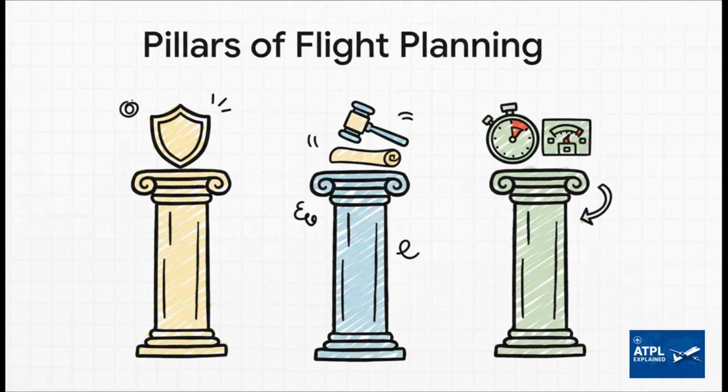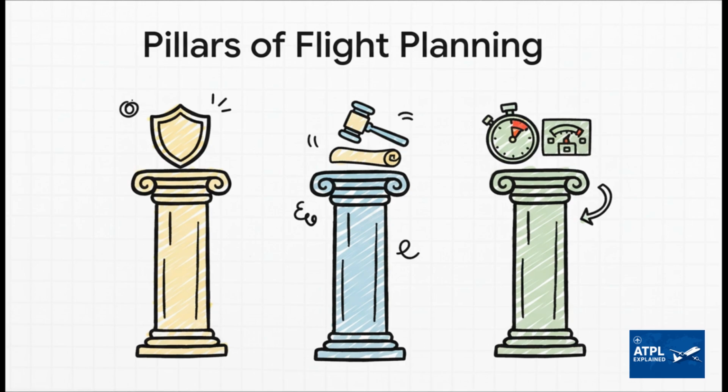First, safety. That is the absolute number one non-negotiable foundation. Then, legality. This means making sure every detail, especially your fuel reserves, follows aviation law to the letter. And finally, efficiency. This is about finding the best route to save fuel, time, and of course, money.